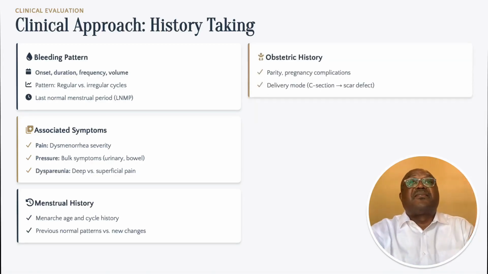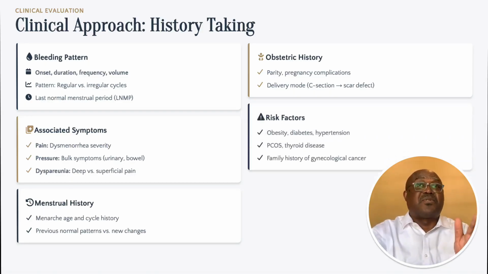Also document obstetric history, including the parity, the pregnancy complication, and delivery mode. Remember that previous C-section can lead to scar defects. Assess risk factors also systematically. Is she obese? Is she diabetic? Is she hypertensive? And is she having PCOS or thyroid disease or any family history of gynaecological cancer?